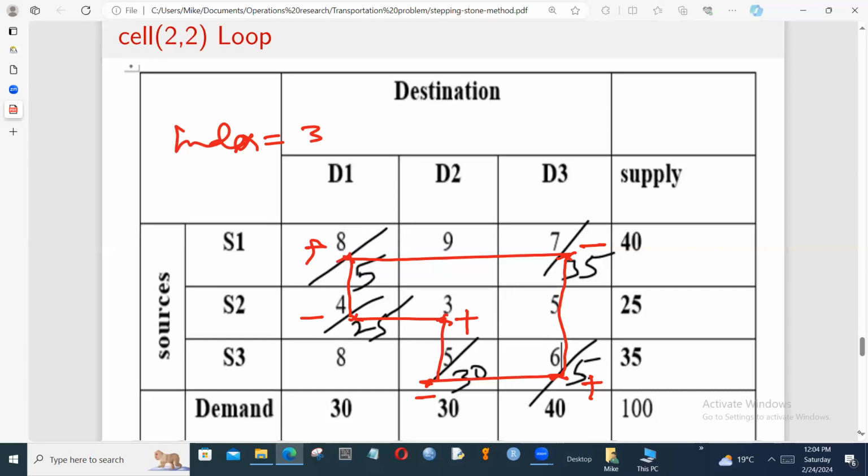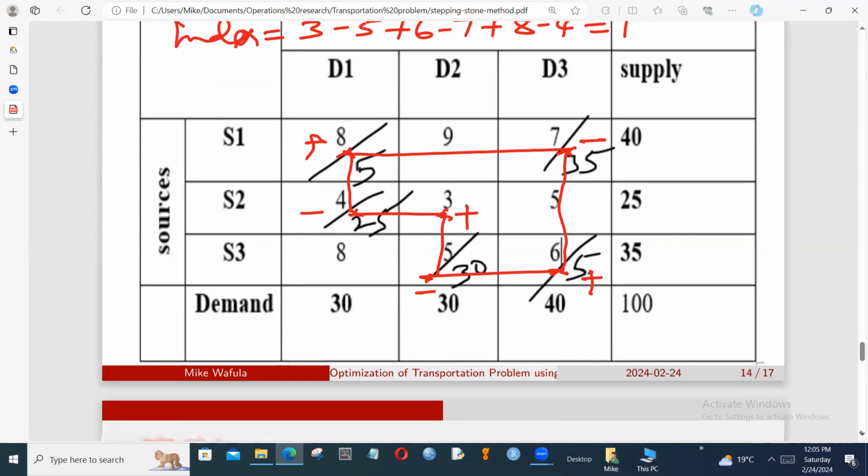So we begin with 3 minus 5 plus 6 minus 7 plus 8 minus 4. This gives us 1. Yes, thank you. So that becomes the improvement index for cell 2, 2.